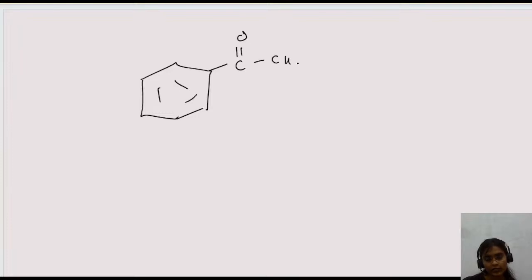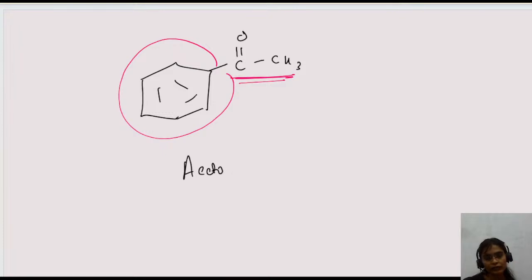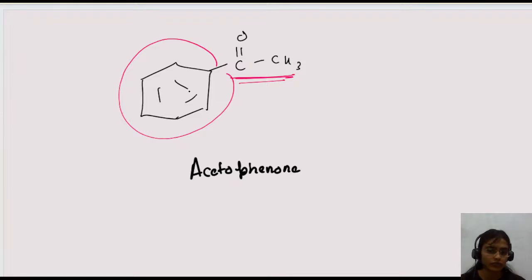Okay, this is the next one. So what is it? This is an acetic group, two carbon, and it's a phenyl kind of group. So what is the name for this? That is known as acetophenone. Phenone for this part and aceto for two carbon is acetophenone.